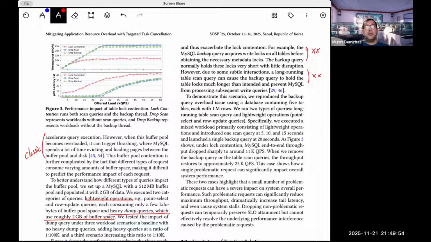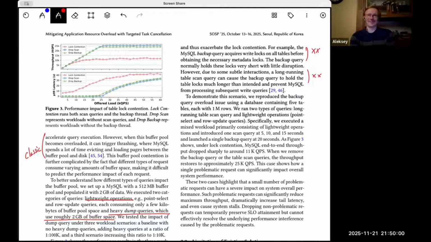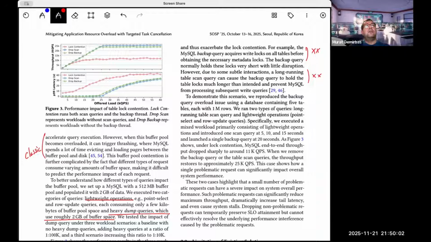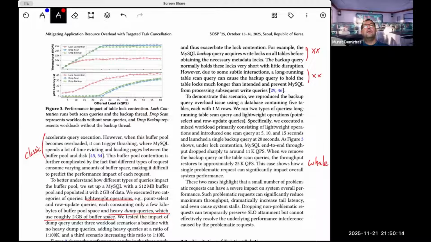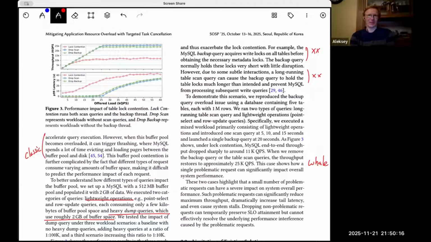Yeah, it's single, but it's like an elephant. Call it a whale. In this case, it's actually not a single one, it's an interaction of two elephants, right? Because a table scan is not a cheap operation. It's definitely cheaper than probably a backup of all tables, but it's still not a cheap operation.